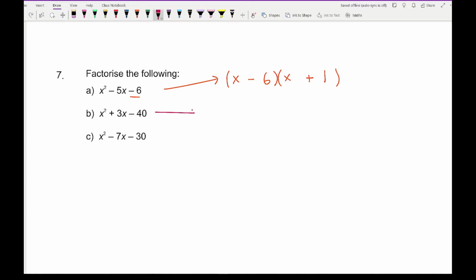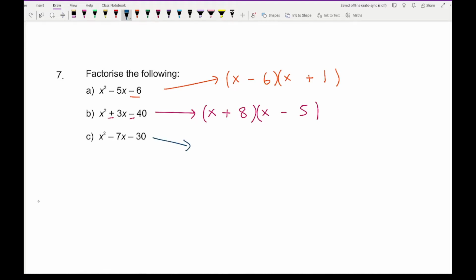Question B, again, two numbers that multiply together to give me 40 with a difference of 3. So here we're looking at 8 and 5. And so because this is a plus, the bigger number is going to be a plus. And because this is a minus, it means the signs are going to be different. So here we've got x plus 8, x minus 5.